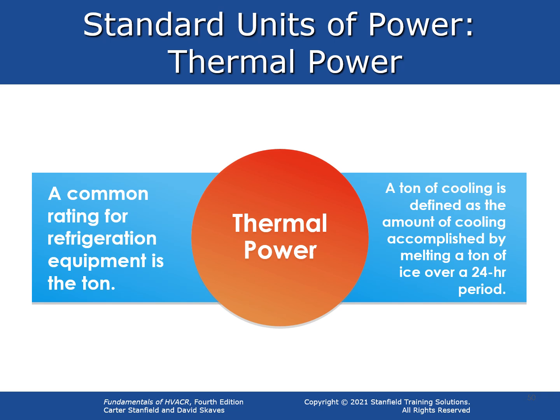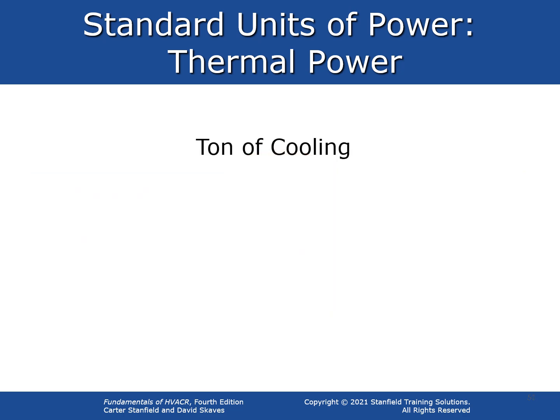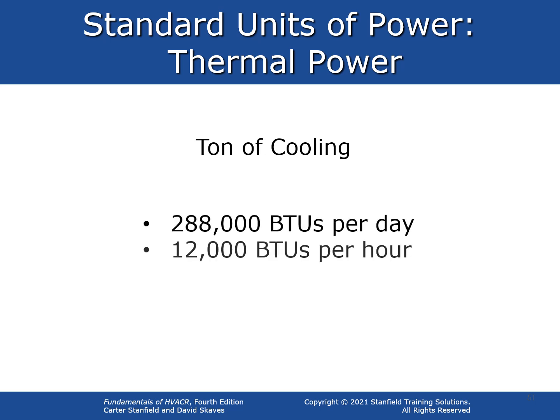However, it's more common to think of the rate per hour rather than the rate per day. If we divide this 288,000 BTUs per day by 24 hours, we get 12,000 BTUs per hour, which is what is normally meant as a ton of refrigeration. Depending upon the time interval you want to use, a ton of cooling is either 288,000 BTUs per day, 12,000 BTUs per hour, or 200 BTUs per minute.